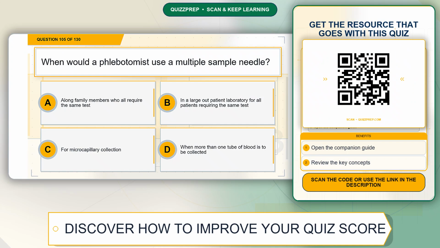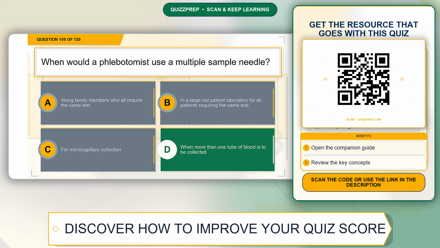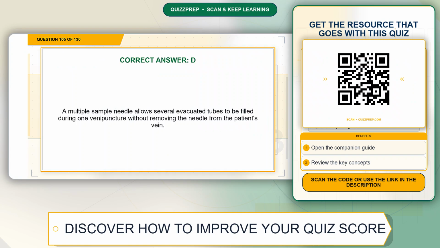Question 105. When would a phlebotomist use a multiple sample needle? Option A, among family members who all require the same test. Option B, in a large outpatient laboratory for all patients requiring the same test. Option C, for microcapillary collection. Option D, when more than one tube of blood is to be collected. The correct answer is option D. Explanation. A multiple sample needle allows several evacuated tubes to be filled during one venipuncture without removing the needle from the patient's vein.